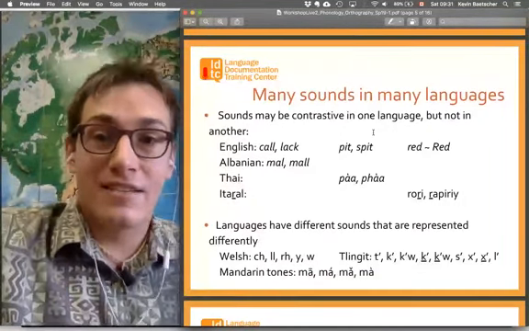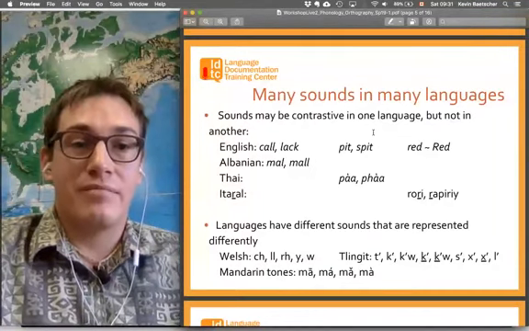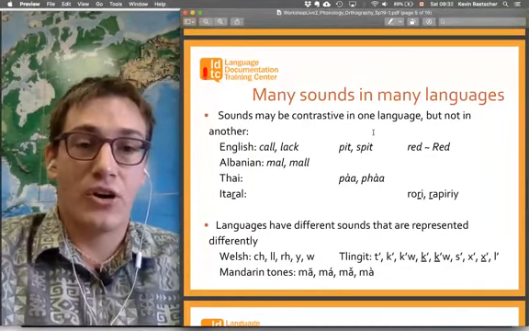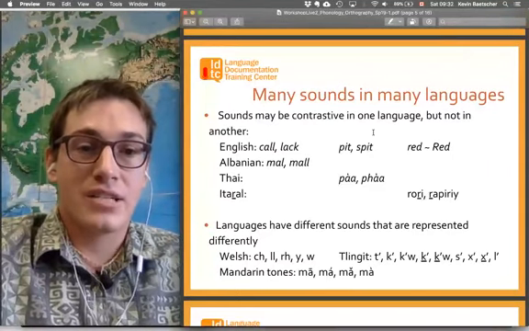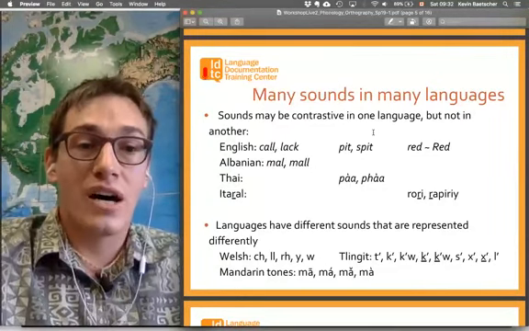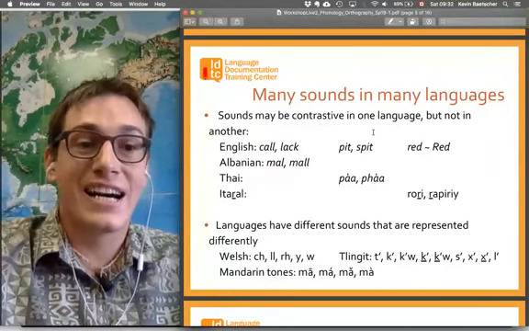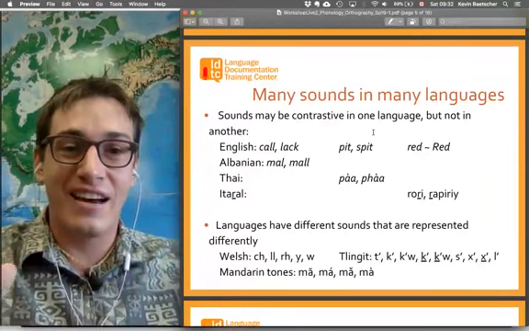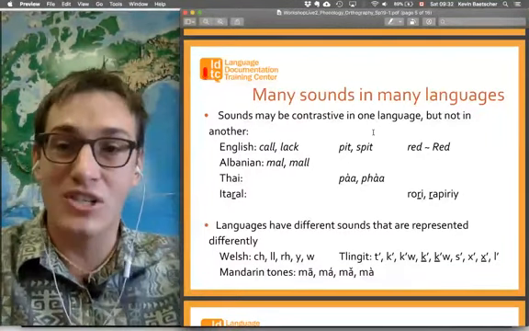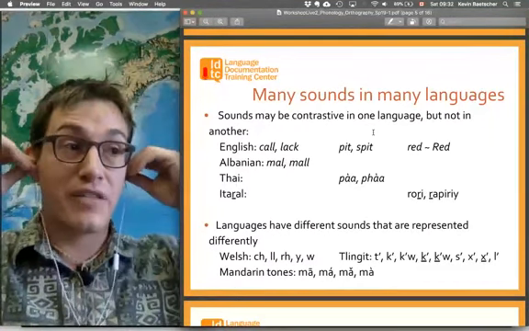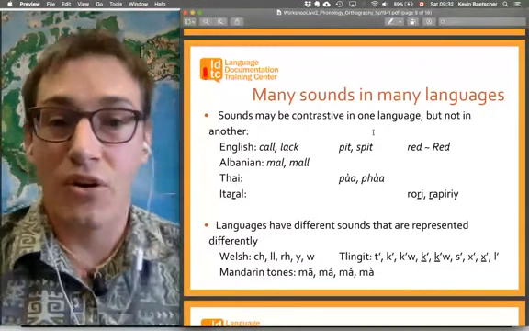Then in Tlingit, a language on the Canada, Alaska border, there's other sounds still. Those are all sounds that they make in that language, and they're distinctive from each other. In English you have nothing like that. And then of course you're familiar with Mandarin probably, that distinguishes tones.